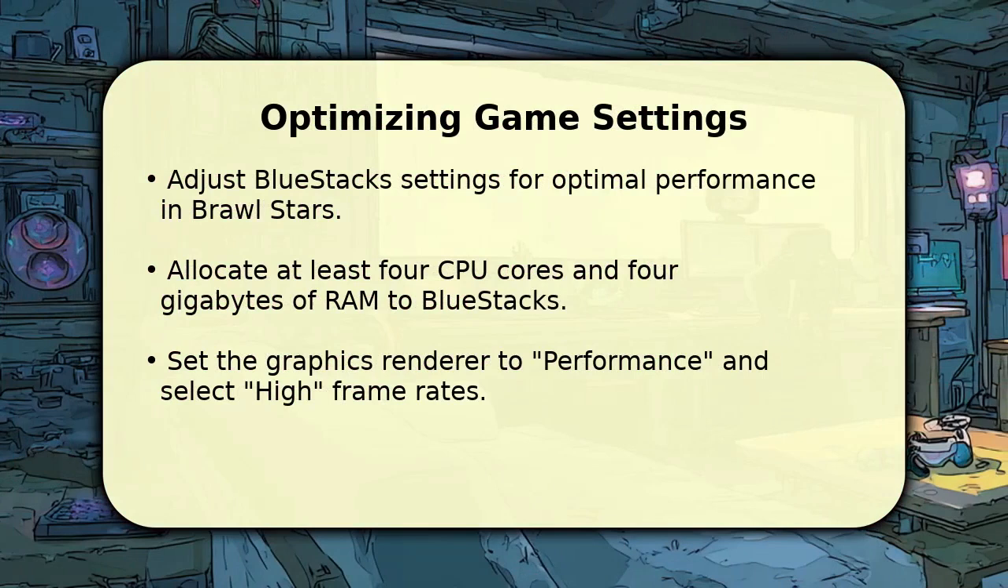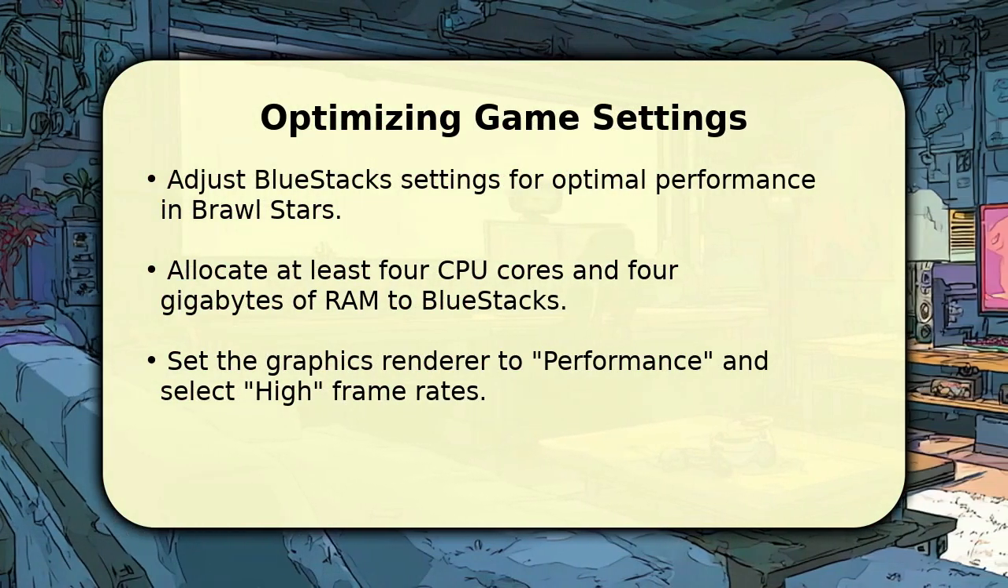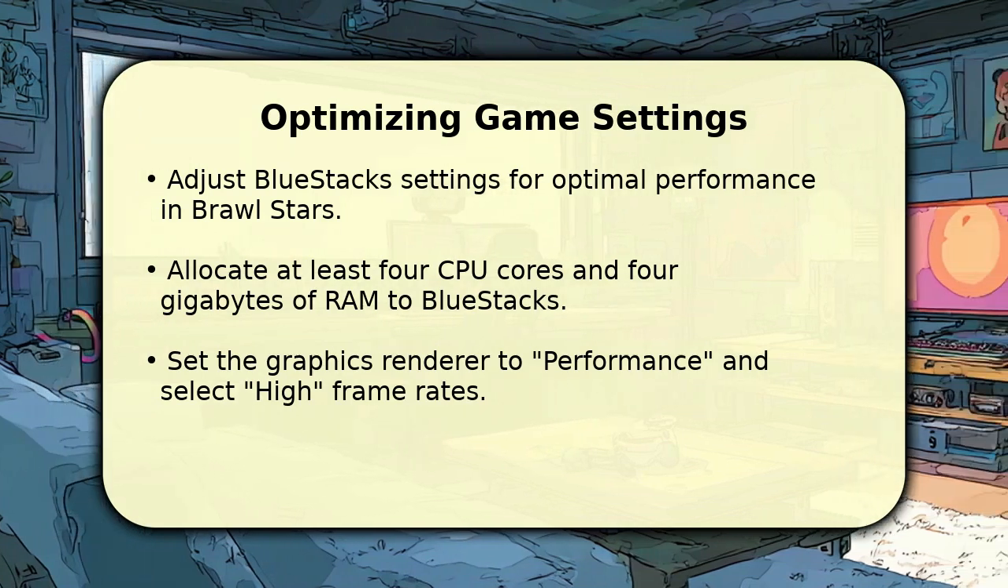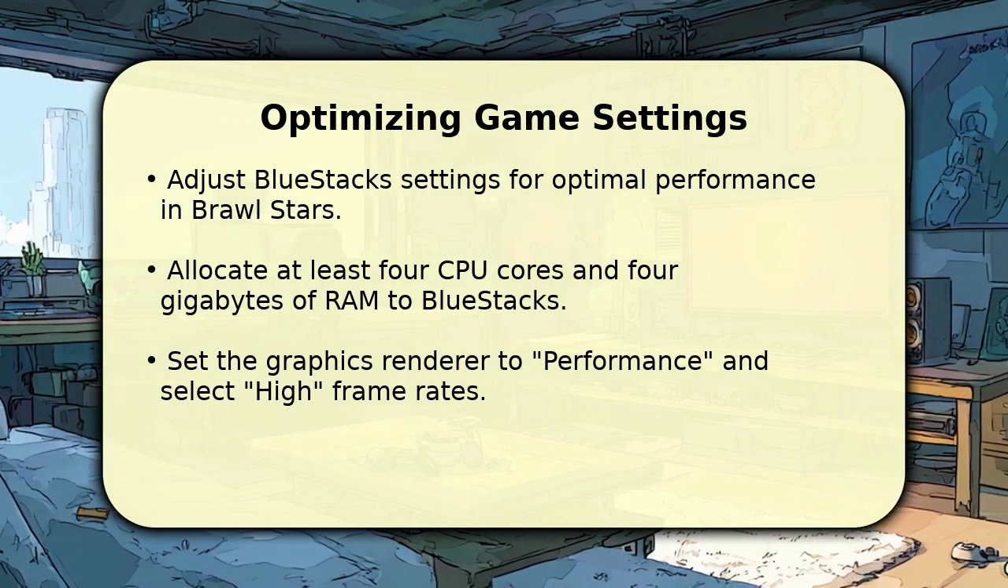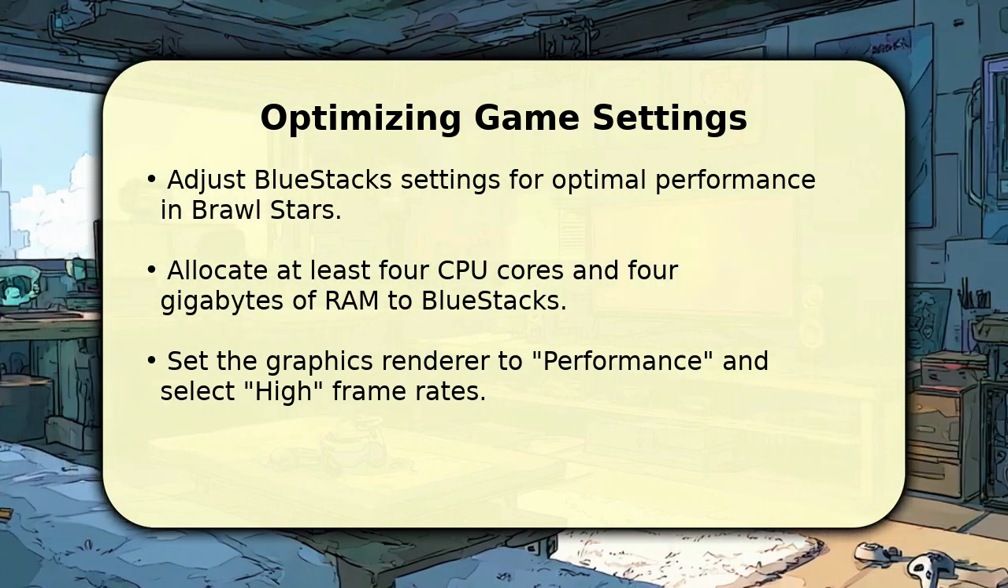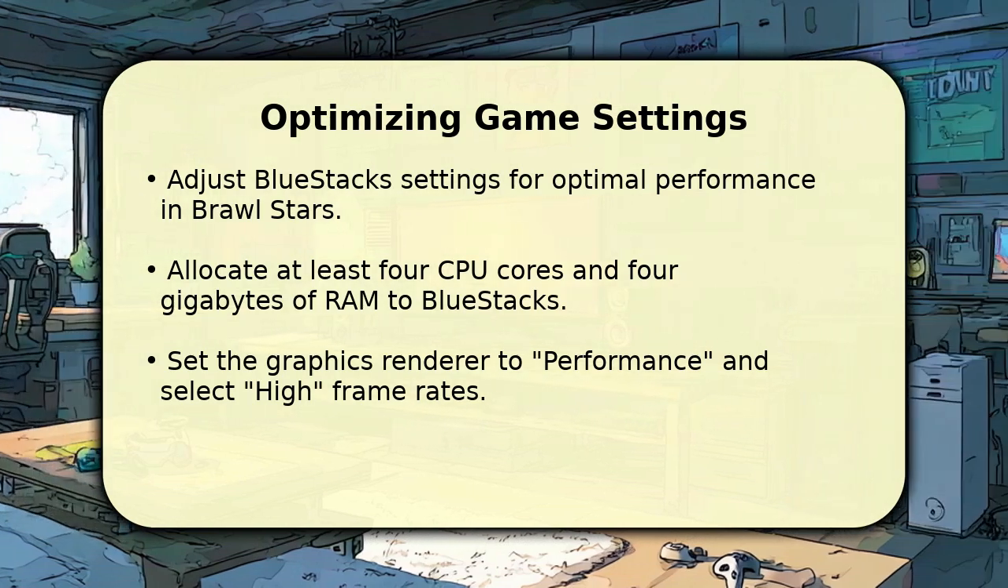device. For the best Brawl Stars experience, it is crucial to optimize your BlueStacks settings. Go to the Settings menu, typically found via a gear icon, and navigate to the Engine or Performance tab. Here, allocate at least 4 CPU cores and 4 GB of RAM for smooth gameplay.